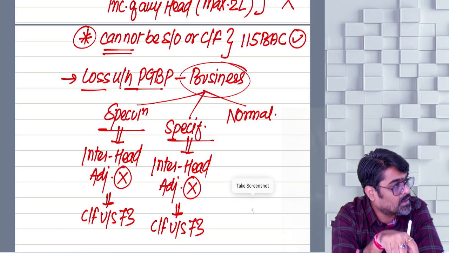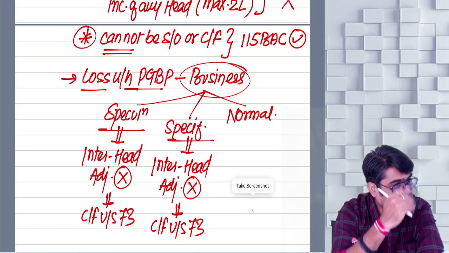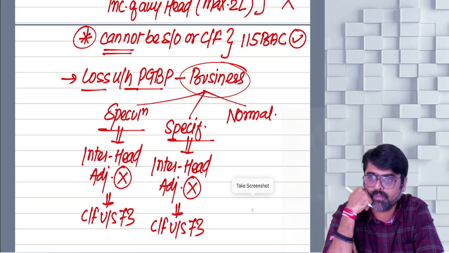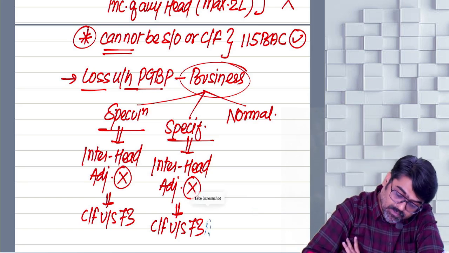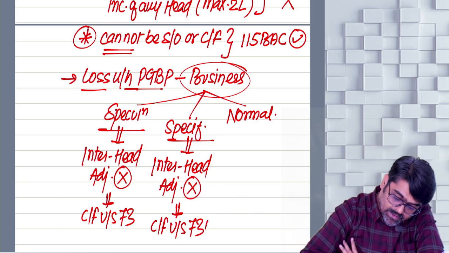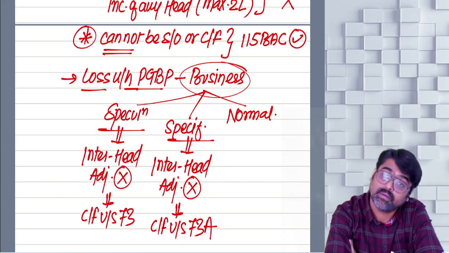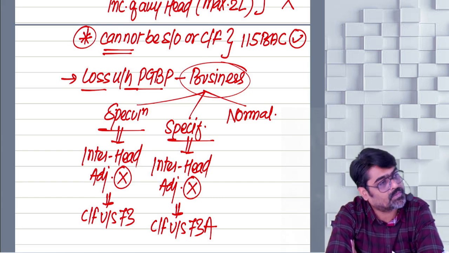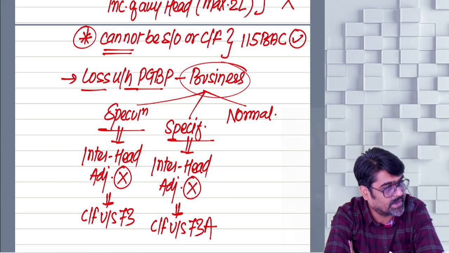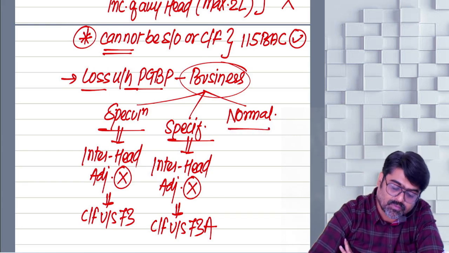Will we allow it to be set off against other heads? No, its inter-head set off is not possible. Directly carry forward as per 73A. Which section? 73A. It will be carried forward to subsequent years. Understanding? And what about the loss of normal business?